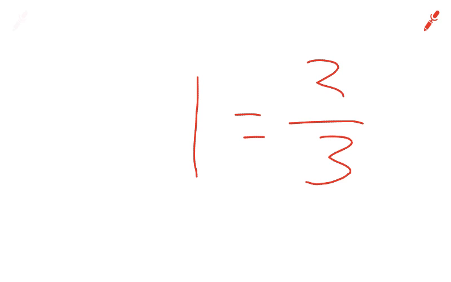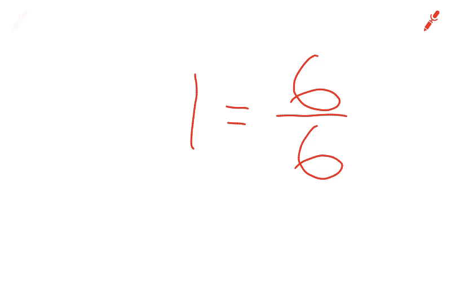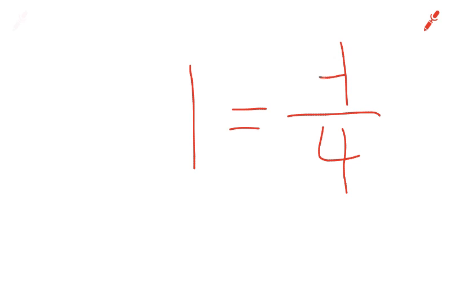And so back to our original problem of 1a, and it asks 1 equals what over 3? Well, 1 equals 3 over 3. The next one, 1 equals what over 6? 1 equals 6 over 6. 1c, it asks 1 equals what over 4? 4 over 4. Any number over itself is going to equal 1.